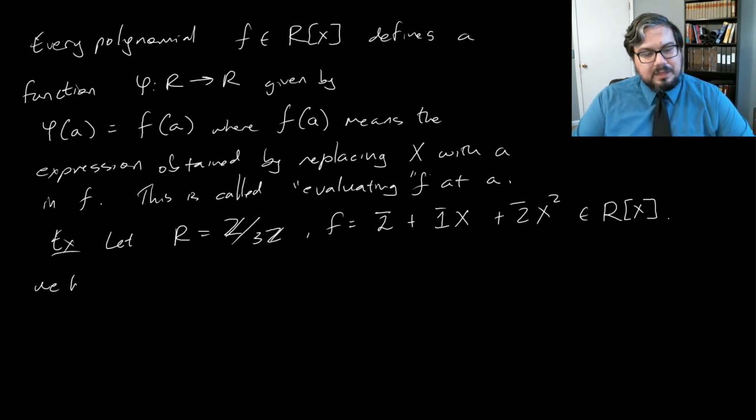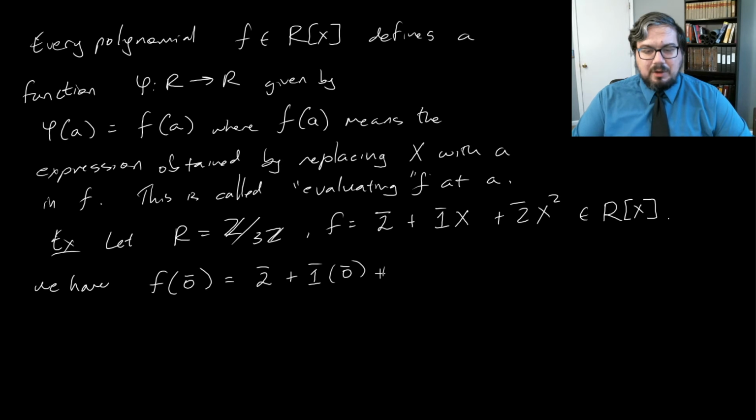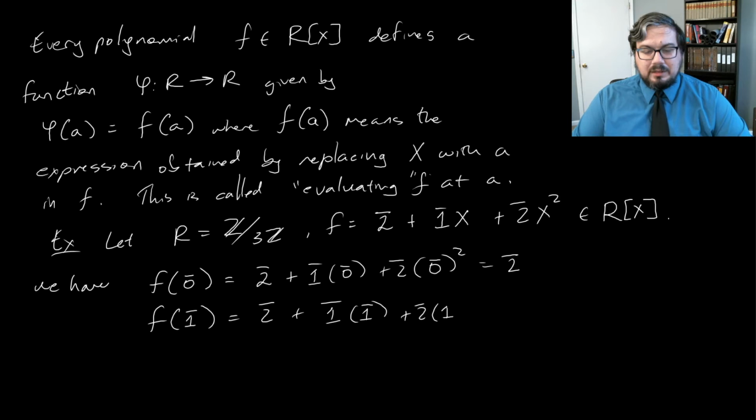So we have that if we want to evaluate this function at 0 bar, this is the function 2 plus 1 bar times 0 bar plus 2 bar times 0 bar squared, which works out to be 2 bar. f of 1 bar is equal to 2 bar plus 1 bar times 1 bar plus 2 bar times 1 bar squared, which winds up giving us 2 bar again.